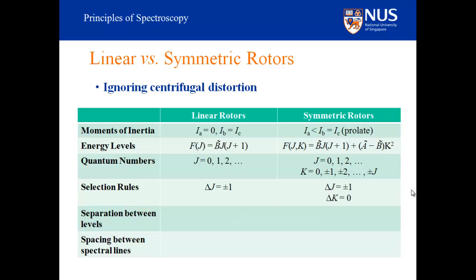Notice the similarity in the selection rules. For the linear system, it was just delta J is equal to plus or minus 1. Same for the symmetric rotors. But we also have this additional specific selection rule for the symmetric rotor that delta K is equal to 0. But as we've just seen, it doesn't affect the spectrum. The separation between levels is just 2B into J plus 1, which means that the distance between each spectral line is equal to 2B.